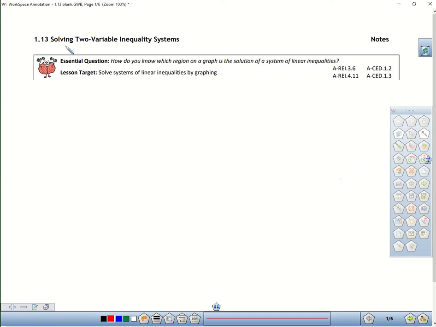Alright, so we're looking at 113, which is solving two variable inequality systems. So how do you know which region on a graph is the solution of a system of linear inequalities?